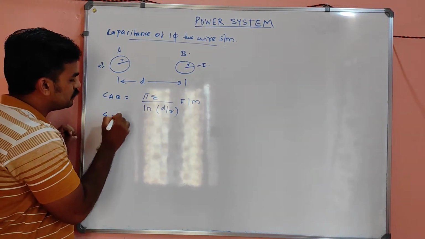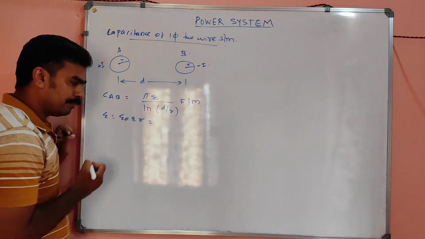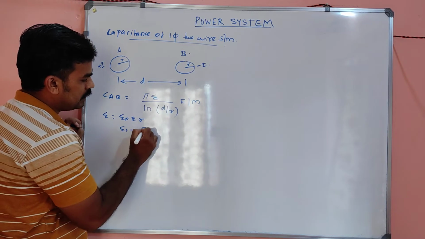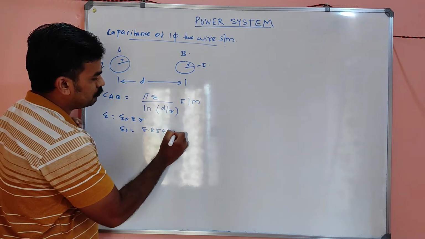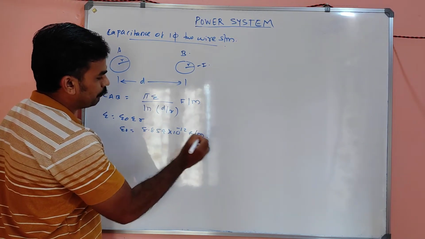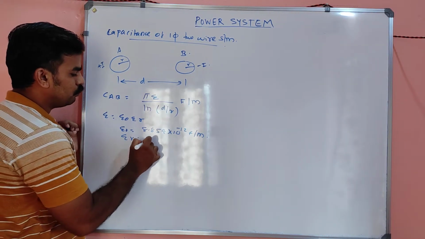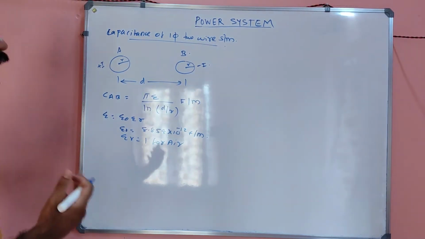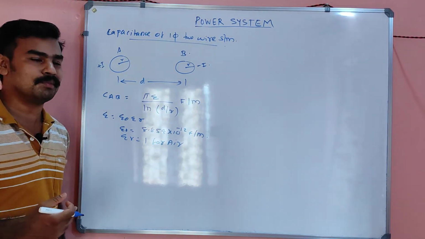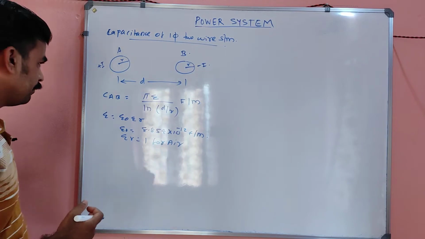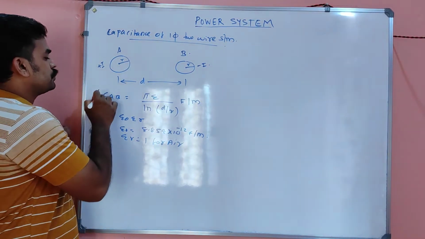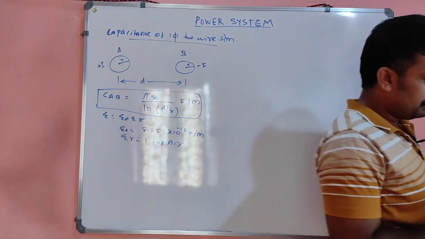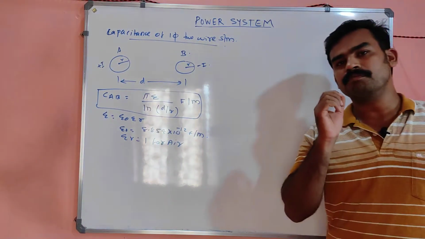epsilon is equal to epsilon naught epsilon r, and epsilon naught, you know this, is 8.854 into 10 raised to minus 12 farad per meter. Epsilon r is equal to 1 for air, and mu r equal to 1 for aluminium. This is the general equation of a capacitance between two lines, my dear.